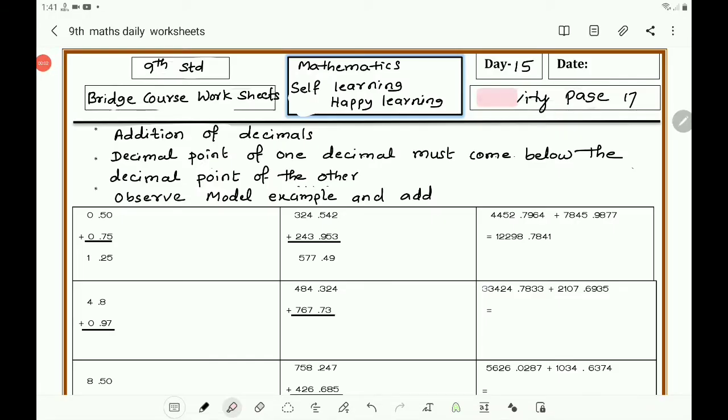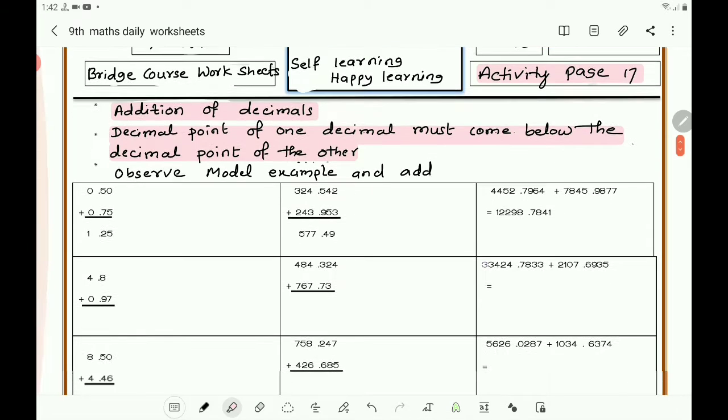Children, it is activity page 17 for day 15. It is an activity about the addition of decimals. While adding decimals, the decimal point of one decimal number must come below the decimal point of the other. Then you can add the decimal numbers.